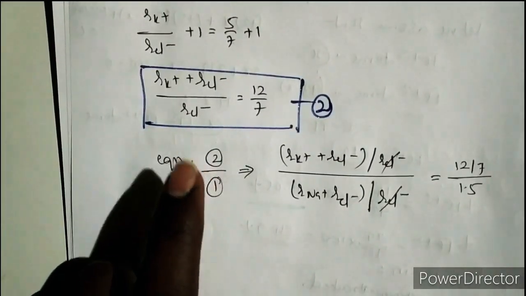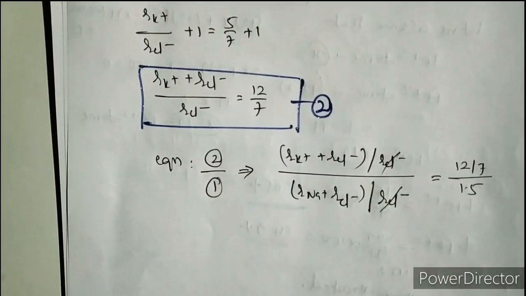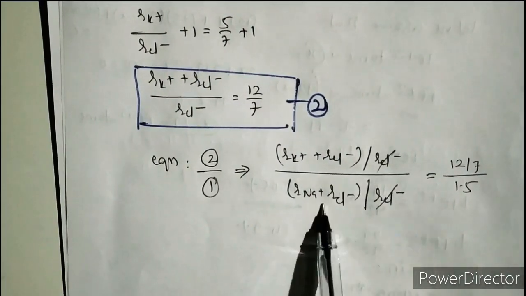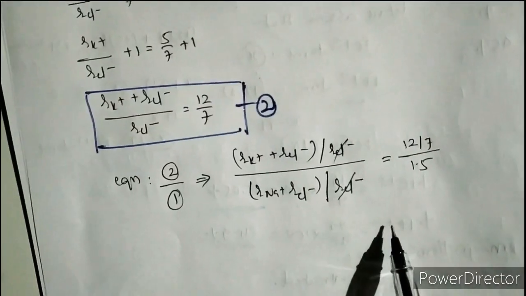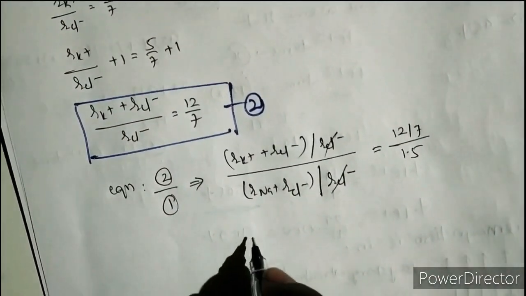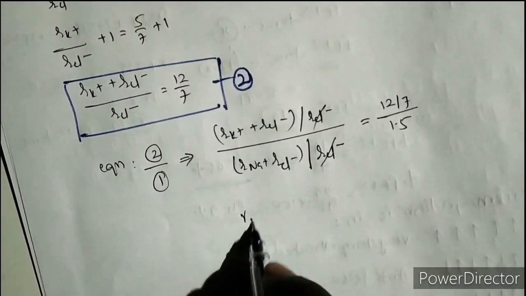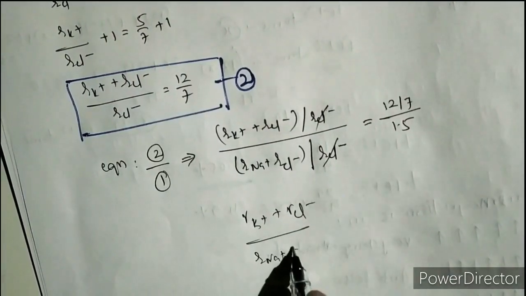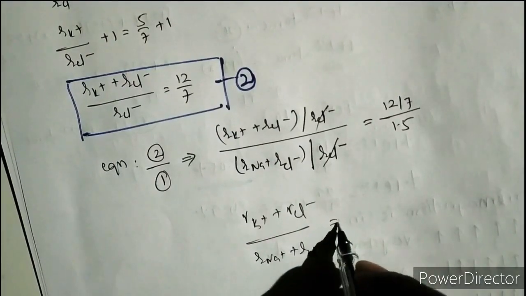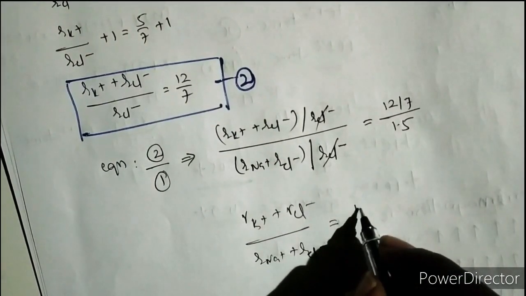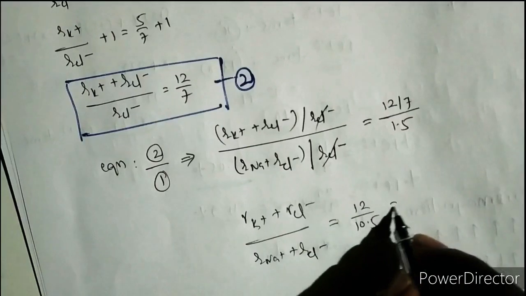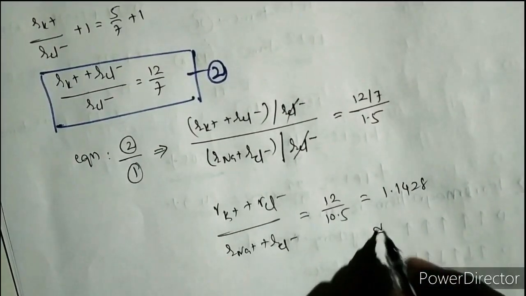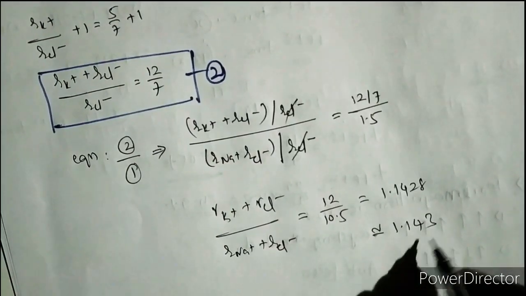I'll do equation 2 by equation 1. What happens now? Cl- gets cancelled. What is left over? This is 12 by 7 by 1.5. So overall what you are going to get is radius of K+ plus radius of Cl- by radius of Na+ plus radius of Cl- is equal to how much? It is 12 by 10.5. It becomes 1.1428, nearly equal to 1.143.